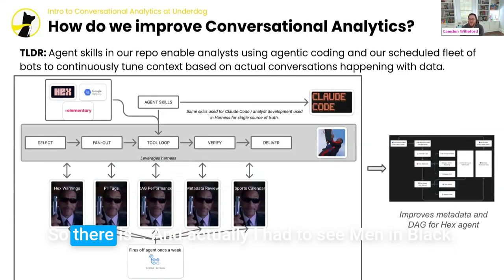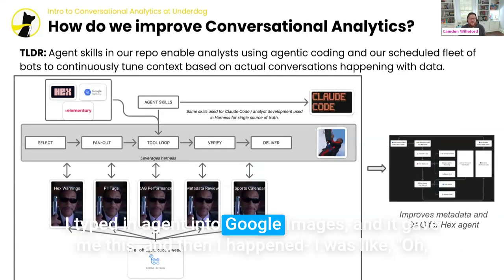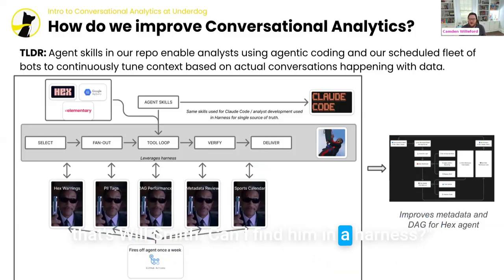Yes. So there is, and actually, I haven't seen Men in Black. I typed in agent into Google Images and it gave me this. And then I was like, oh, that's Will Smith. Can I find him in a harness? And so I put that picture there. So there you go. That's the lore there.